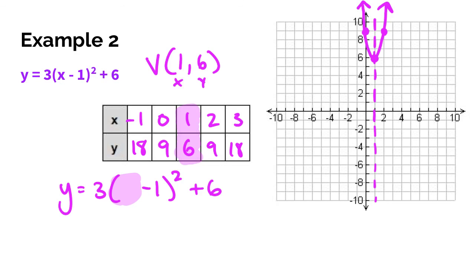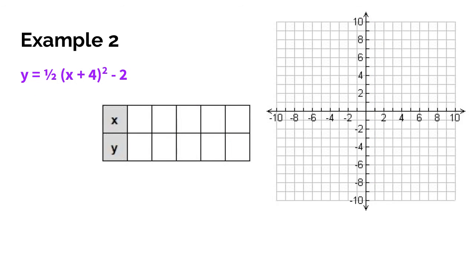And again, it's skinny and upward because that 3 in front is going to stretch that thing out, and it's positive, so it's going to be facing upward. All right, last example I want you guys to try on your own. You get the 1/2 in front. You have the x plus 4 squared minus 2. So identify where our vertex is, fill out your table of values, and plot those points on the graph.